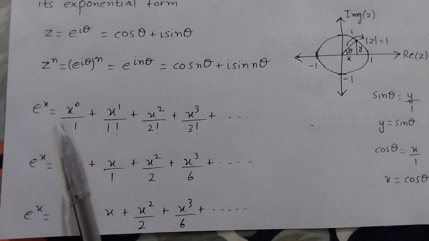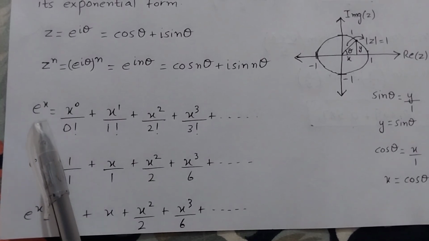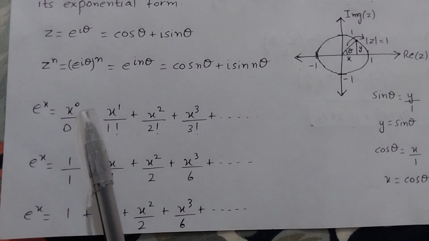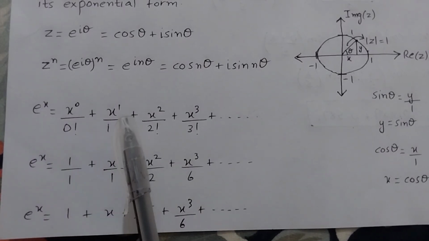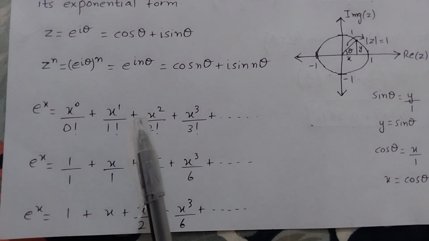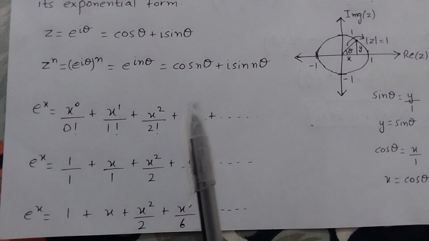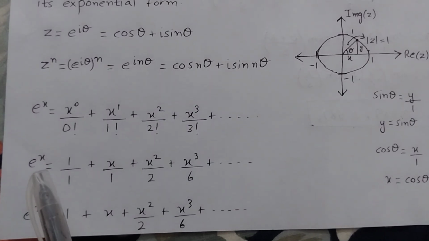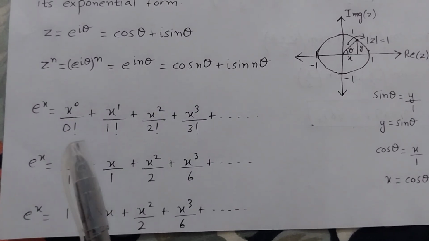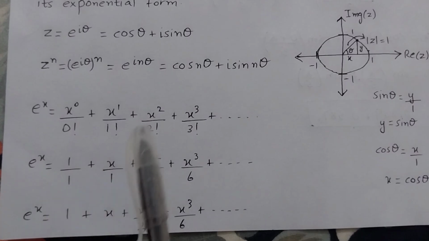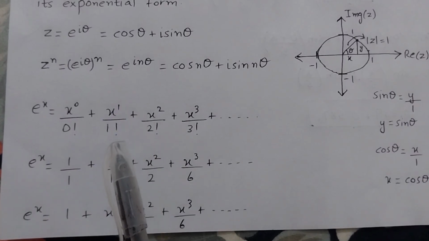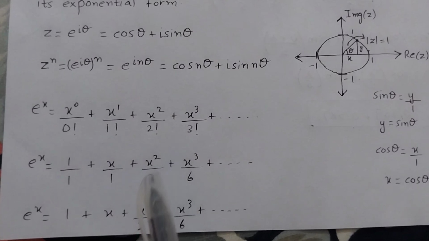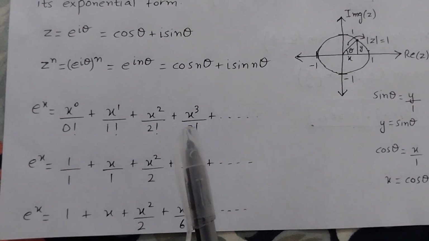For that, we use the power series for e raised to power x. The power series for e raised to power x is simply x to the power 0 over 0 factorial plus x to the power 1 over 1 factorial plus x square over 2 factorial plus x cube over 3 factorial, and this goes on and on. So e raised to power x is equal to x raised to power 0 is 1, 1 over 0 factorial is 1, plus x raised to power 1 is 1, 1 factorial is 1, x square is x square, and 2 factorial is 2, x cube over 3 factorial.